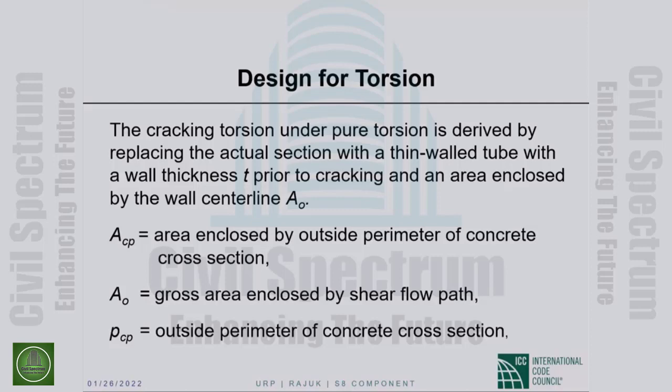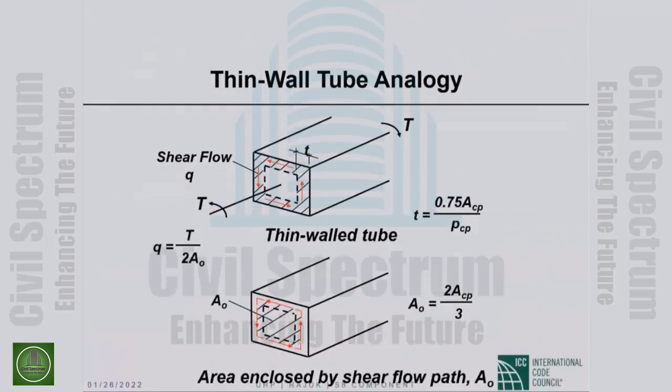Okay, so A sub cp is the area enclosed by outside perimeter of concrete cross section. A sub 0 is the gross area enclosed by the shear flow path, and we will look at that. We called it area enclosed by wall center line also. P sub cp is the outside perimeter of the concrete cross section. So P sub cp is the outside perimeter, and A sub cp is the area enclosed by that perimeter.